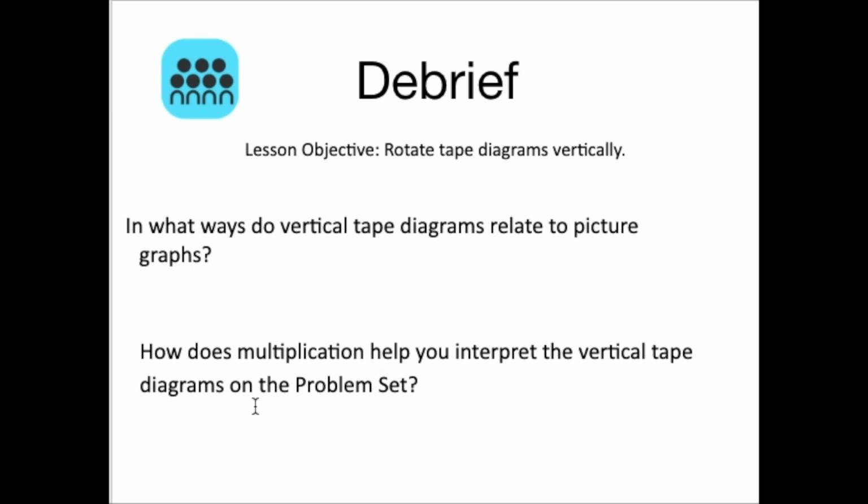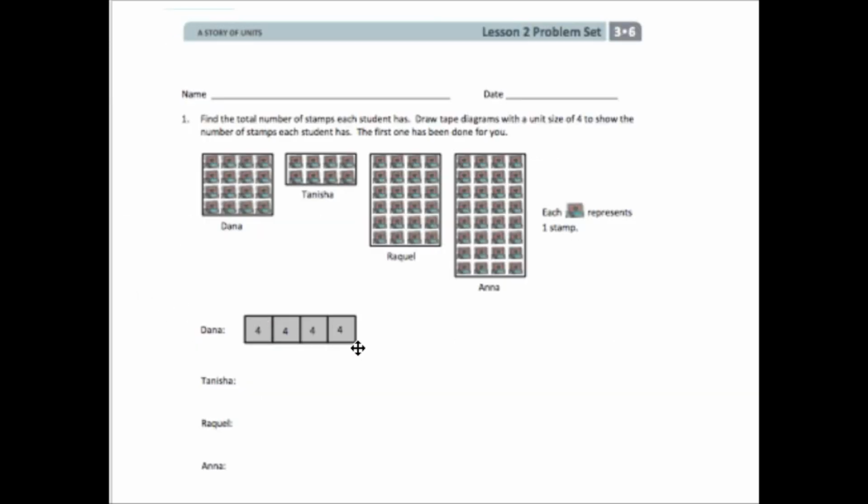How does multiplication help you interpret the vertical tape diagrams on the problem set? Instead of taking a look at this tape diagram and going 4, 8, 12, 16, I can take a look at this and go, oh, I'm going to label this 4 times 4. My fast brain, just like yours, knows that the multiplication fact 4 times 4 equals 16. So right away, we don't have to bother with skip counting. We just look at this tape diagram and say, oh, that's 16.